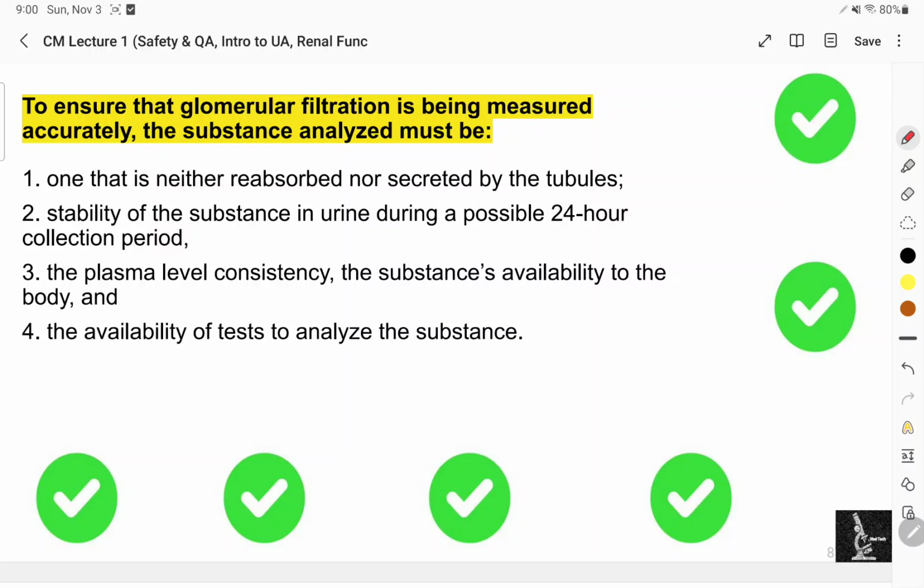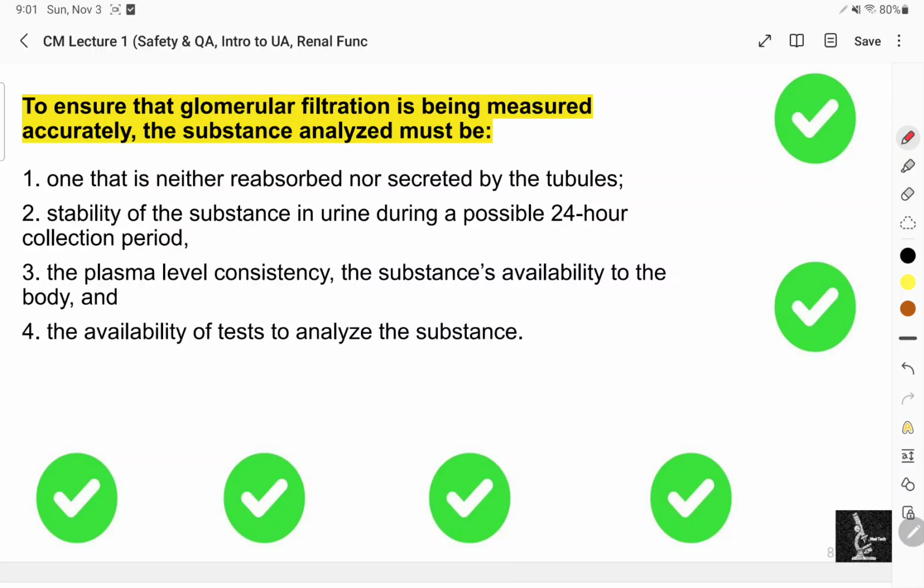For example, if it is reabsorbed back, our sample for GFR is the urine, right? So since it is reabsorbed, we will not measure the total amount. Or if it is secreted, there is a false increase because the tubules naturally secrete that particular substance. So as much as possible, the substance that we use is neither reabsorbed nor secreted.